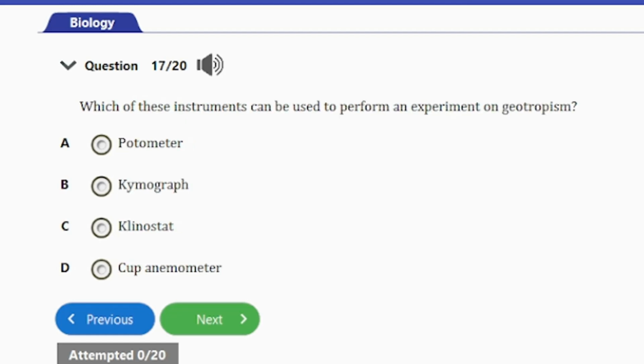Question number 17. It says, which of these instruments can be used to perform an experiment on geotropism? We have A, photometer. B, kymograph. C, clinostat. And D, cup anemometer. So guys, the answer to this question is option C, a clinostat. A clinostat is a device that uses rotation to negate the effects of gravitational pull on plant growth and development. So it's used to perform an experiment on geotropism, and that's option C here.